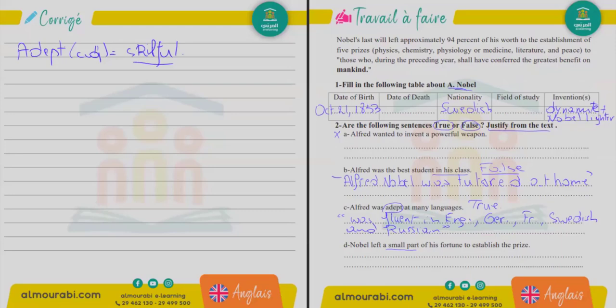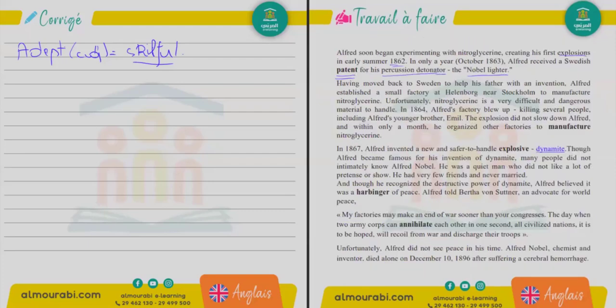What does percussion mean? Detonator. That's the percussion detonator. This is again another explosive device, okay, makes percussion. So that he called the noble lighter. That's used again to create explosions. That's an explosive device.